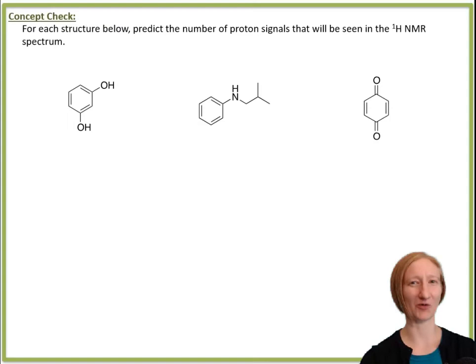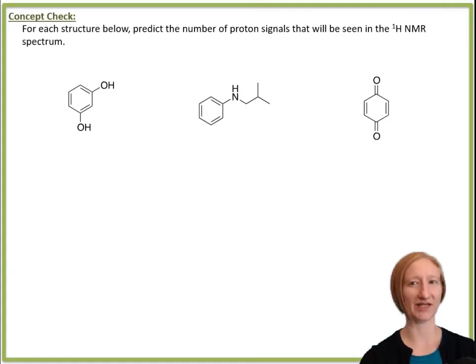Now let's try an example. For each structure shown, predict the number of proton signals that will be seen in the proton NMR spectrum. This question is really asking us how many kinds of protons exist in each structure, because each kind of proton will give rise to its own signal in the spectrum. So here you really want to be looking for any symmetry that might exist in these structures.